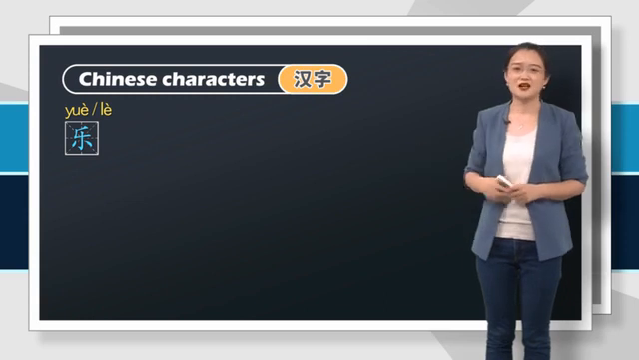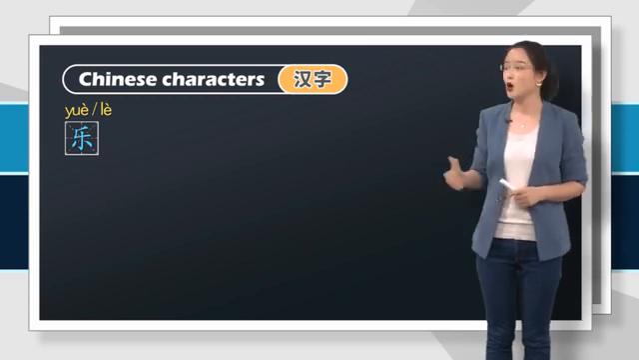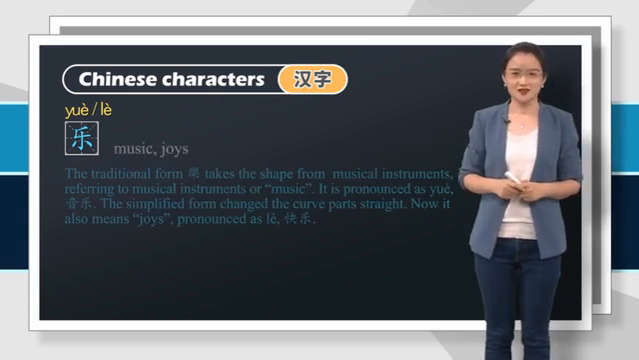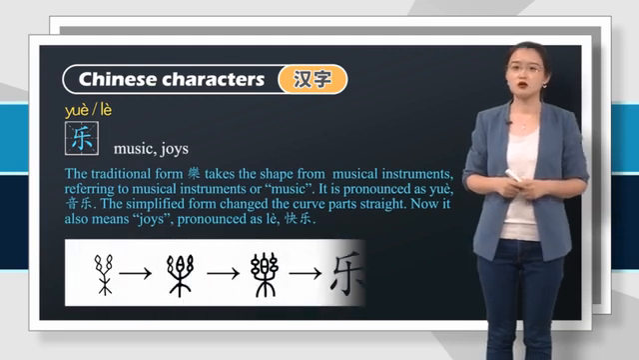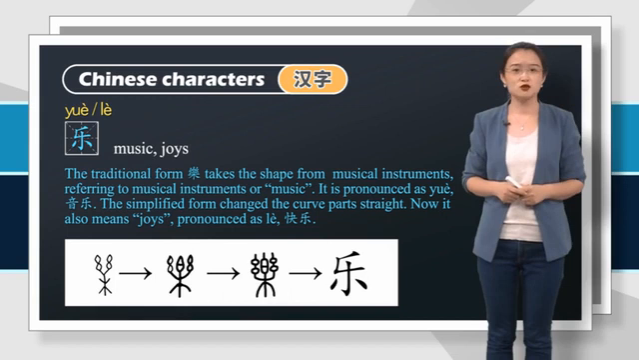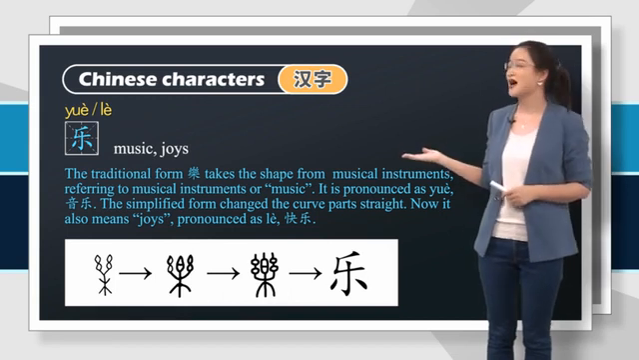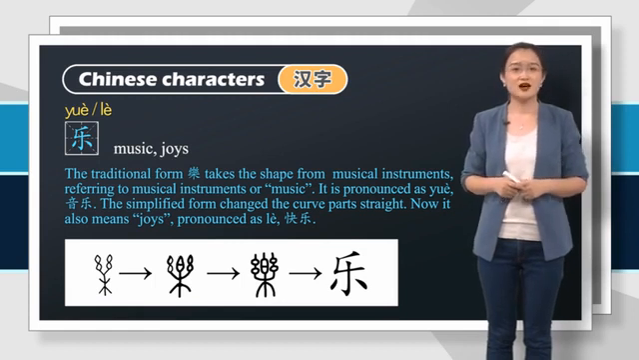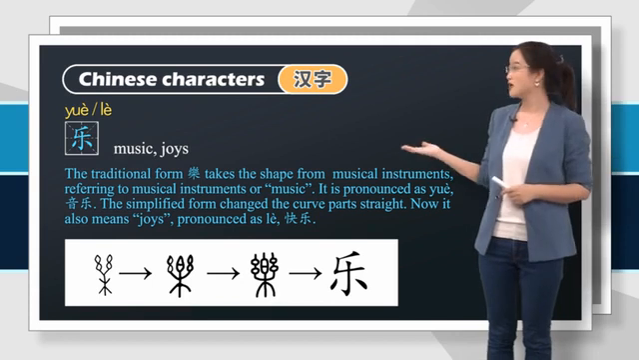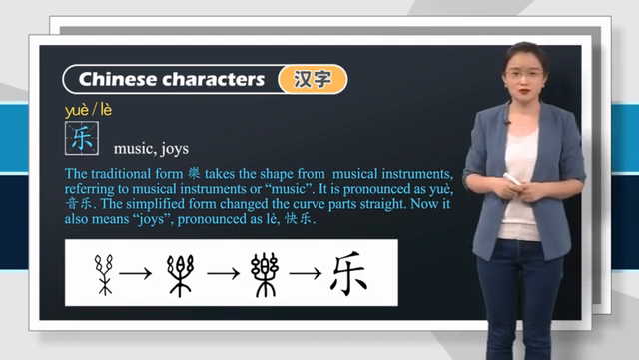The second character has two pronunciations, 乐 or 乐. The traditional form 乐 takes the shape from musical instruments, referring to musical instruments or music. It is pronounced as 乐, 音乐. In the simplified form, the curved parts turn straight. Now it also means joys, pronounced as 乐, 快乐.